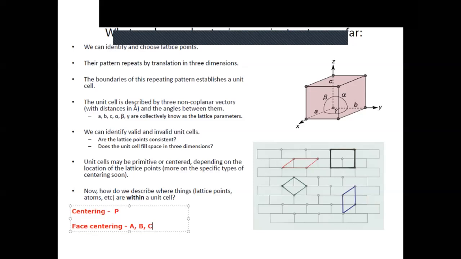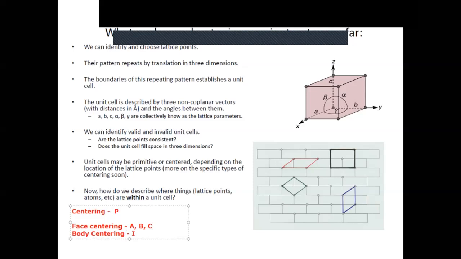XY plane. And you can actually convert between the different types of face centering. So if you have something that's, for example, A-centered, you can actually translate it into B-centered or C-centered, etc. And then we have what's called body centering, which is denoted the I as well. So we have body centering, face centering. So these are types of centerings that will generate different unit cells.